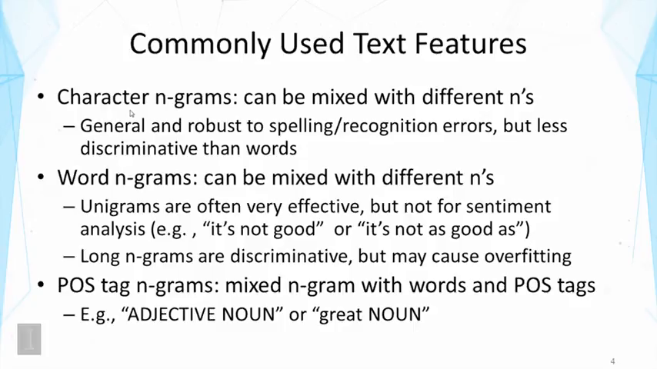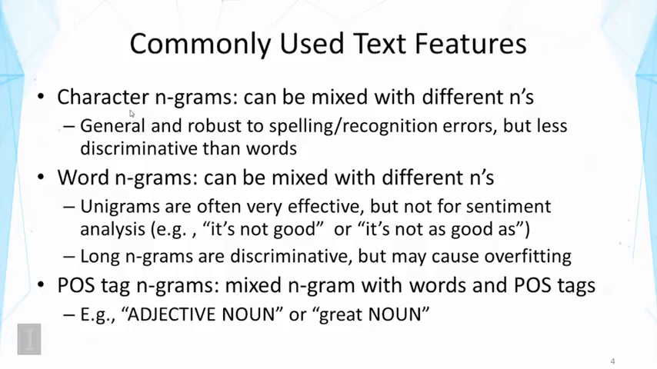So now let's talk about some features that are often very useful for text categorization and text mining in general, but some of them are especially needed for sentiment analysis. Let's start from the simplest one, which is character n-grams. You can just have a sequence of characters as a unit, and they can be mixed with different lengths. This is a very general and very robust way to represent the text data. You can do that for pretty much any language. And this is also robust to spelling errors or recognition errors.